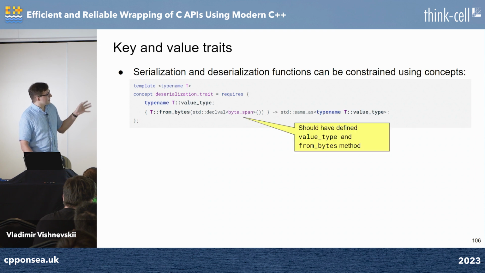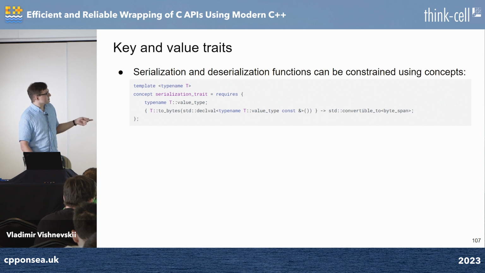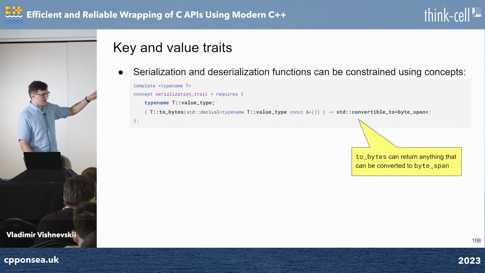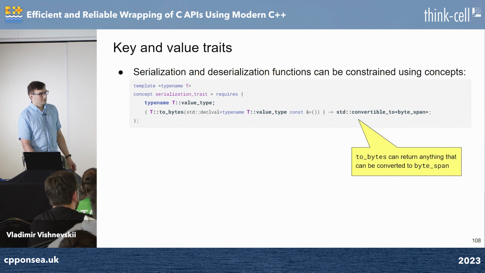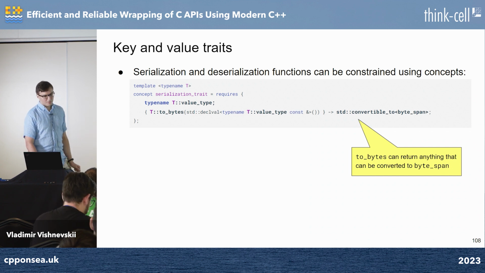The idea here is that our deserialization traits should have a from bytes method that returns the value type, and our serialization traits should have to bytes. Those are static methods. They should also have a value type, and it should return something that is convertible to the byte span, so something that we can construct a byte span from.